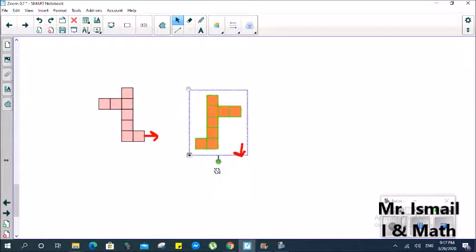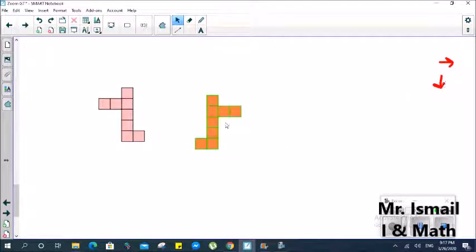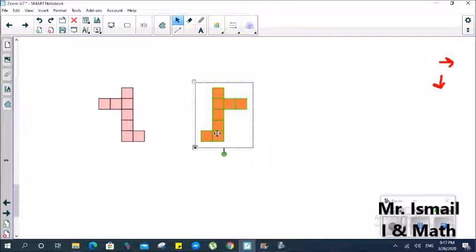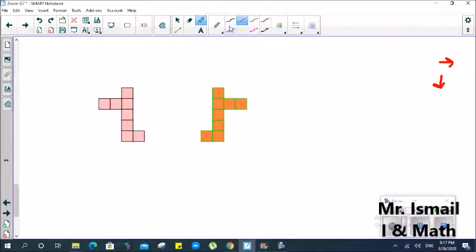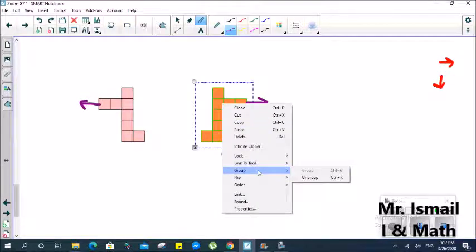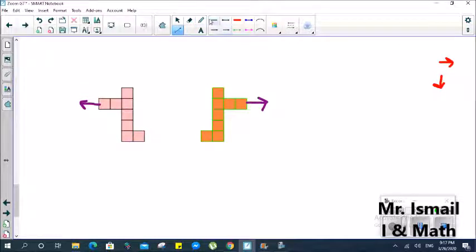Rotation. I rotate it. Now they are matching? No. You see, they are not matching. So still I have to do something else. My arrows will help me. This one here, this part, is the same as this part. They are opposite, right? You have to do what? Flip. Okay, I will do my line here.